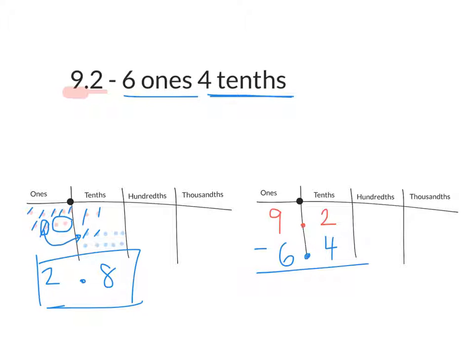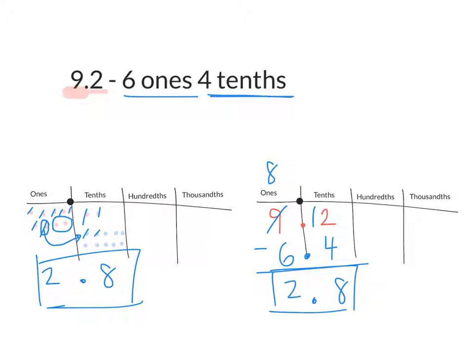But if I'm using my standard algorithm, I can do the same thing. I can think, well, I have 2 tenths and I need to take away 4. That's not enough. So I'm going to take 1 away. I'm going to regroup. If I take 1 away from the 9, how many ones do I have left? 8. Okay, but that adds 10 more to the tenths. So how many tenths do I have altogether now? 12. So 8 ones and 12 tenths is the same thing as 9 ones and 2 tenths. Do you agree? Okay, so now I have 12 minus 4 in the tenths column. What is that? 8. And then I have 8 take away 6 in the ones column. What is that? 2.